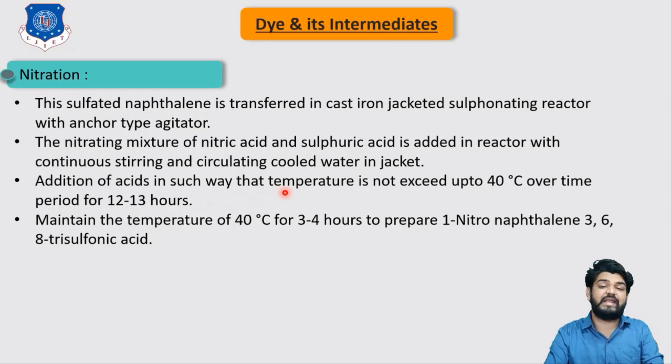This addition of nitric acid or mixed acid has to be done in such a way that the temperature does not exceed 40 degrees Celsius. The addition period for this nitric acid is around 12 to 13 hours. Then we have to maintain the temperature of 40 degrees Celsius for 3 to 4 hours, and we produce the 1-nitronaphthalene 3,6,8 trisulfonic acid.